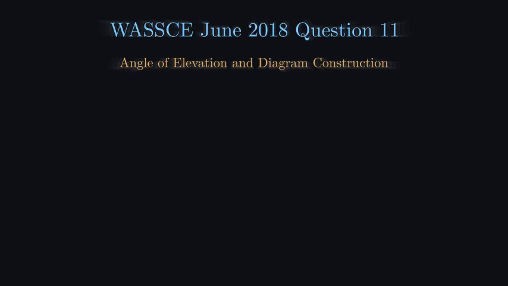Today, we are solving WASSCE June 2018 question 11. This is an angle of elevation question, but the first important part is learning how to draw the diagram from the words in the question.